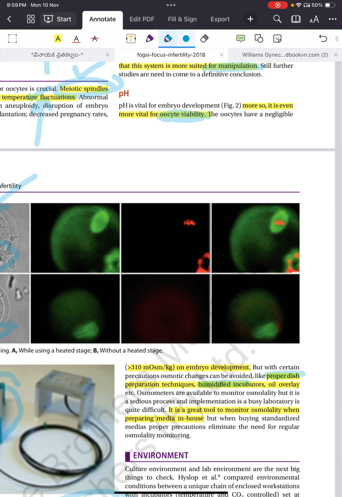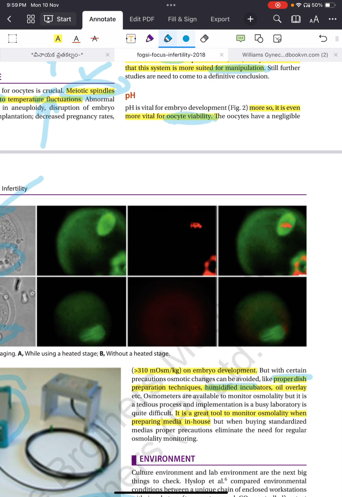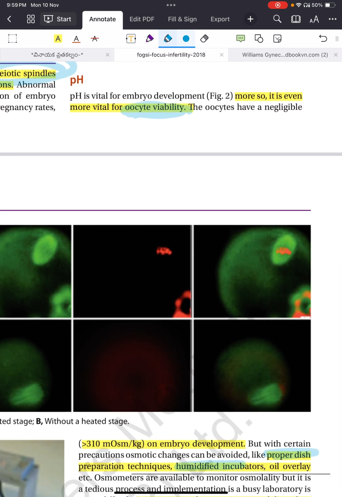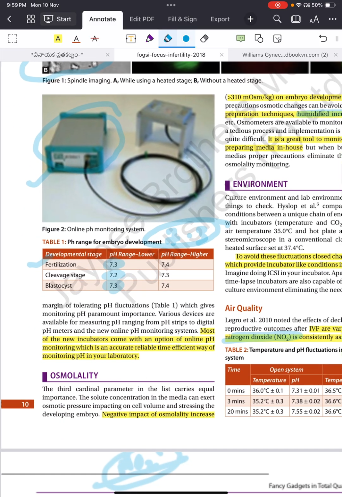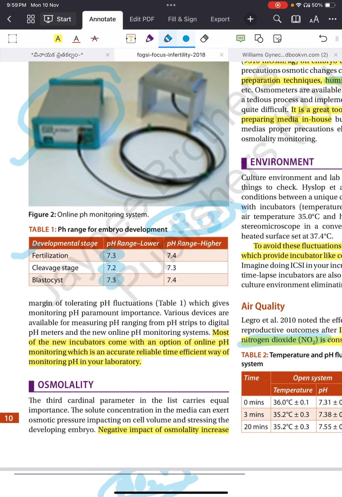That's about the spindle. Coming to pH. pH is vital for embryo development, and more often it is very vital for oocyte viability. Oocytes can't tolerate pH fluctuations. So it is very important that we monitor the pH.